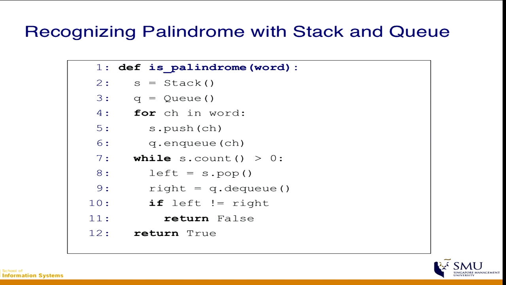Then the code for a palindrome could be expressed in the following way. For every character, you push it into the stack and enqueue it. And for as long as the stack or the queue is not empty, you take one character from the stack, you take one character from the queue, then you just need to check whether they are the same. If they are not the same, then this is false. Otherwise, they all match, and this is a palindrome.